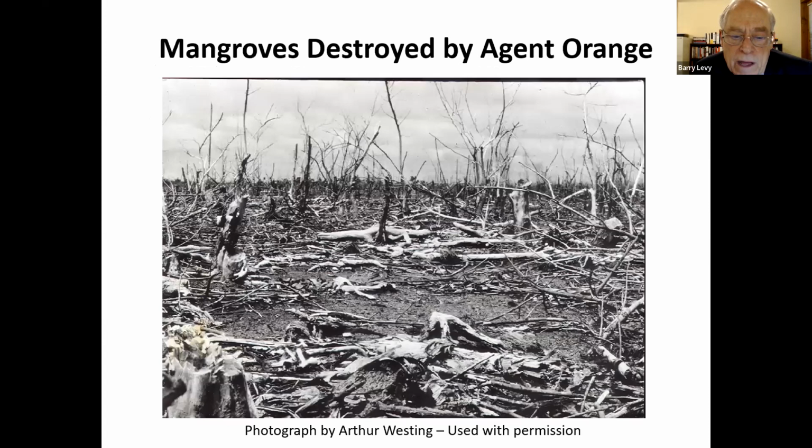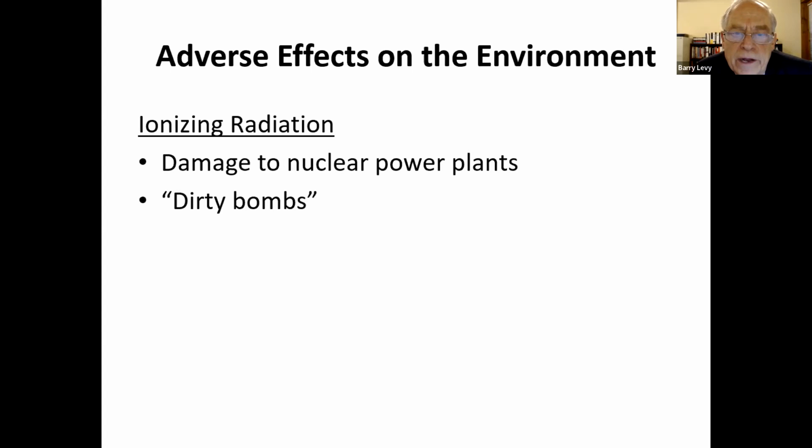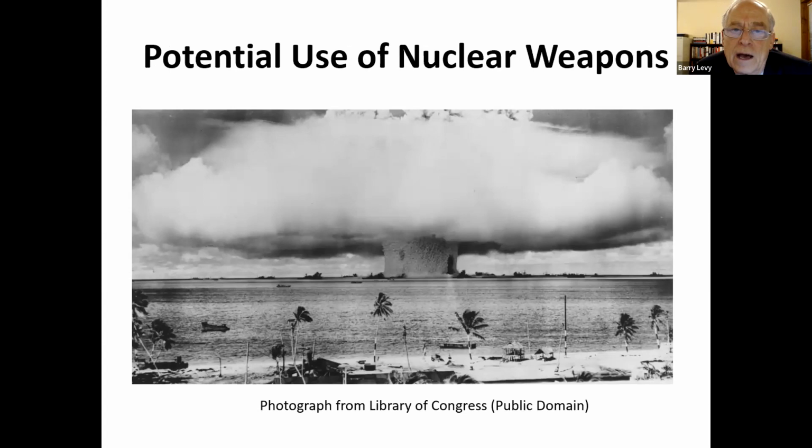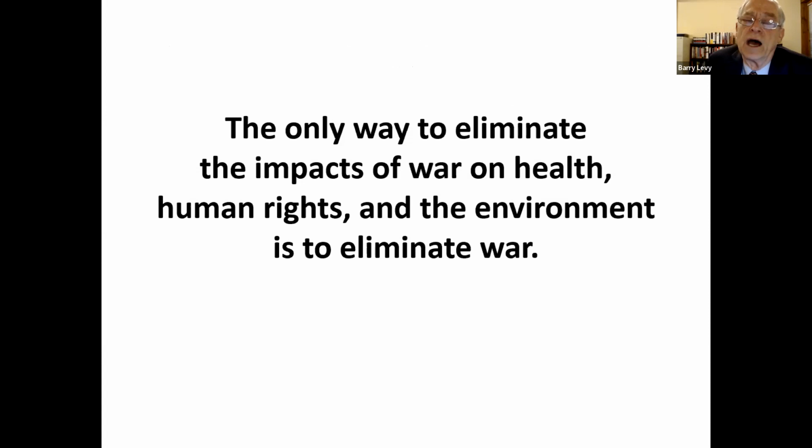This is a picture by Arthur Westing taken years ago in Vietnam showing mangroves destroyed by Agent Orange. And we must not forget about ionizing radiation contaminating air, water, and land, potentially due to damage to nuclear power plants or potentially the use of dirty bombs, that is explosives with radioactive materials. And we also must not forget about the potential use of nuclear weapons and the need to totally eliminate nuclear weapons. There are a lot of specific things that can be done to minimize adverse effects of war on civilians, such as better protecting them during war, protecting civilian infrastructure, reducing the use of indiscriminate weapons, and so forth.